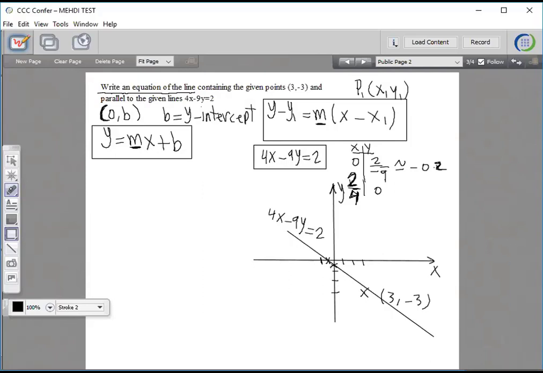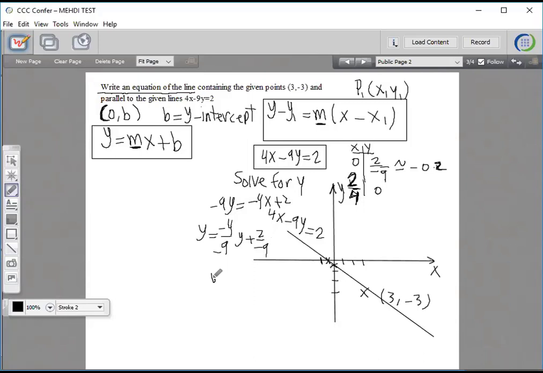Very good. Somebody says solve for y. Exactly. You solve for y, and the coefficient of x would be your slope. So let's go ahead and solve this for y. If I subtract 4x from both sides of the equation, I get minus 9y equals minus 4x plus 2. So if I go ahead and divide both sides by negative 9, I get 4 over 9x plus 2 over negative 9.